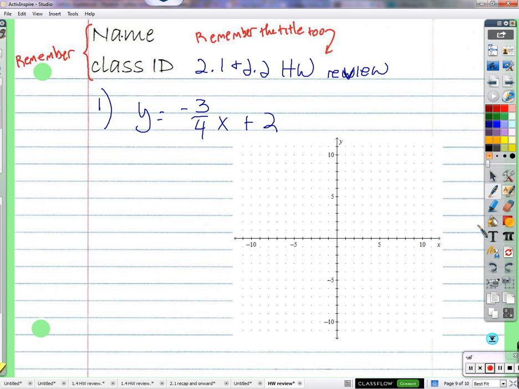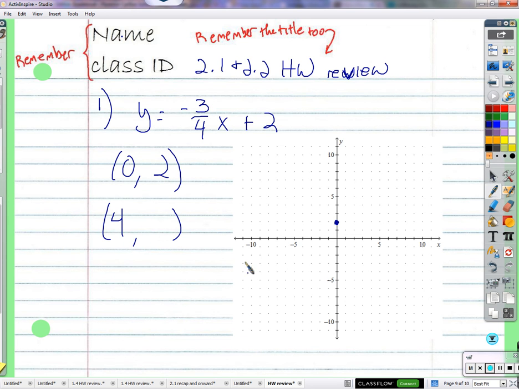Tell me something about how to graph this, Alex. Well, first of all, you could put 0 in where the x is, and that we can easily see gives 2. Okay, great. And Alex? You could do 4 as well. 4, yeah? And that equals negative 1.